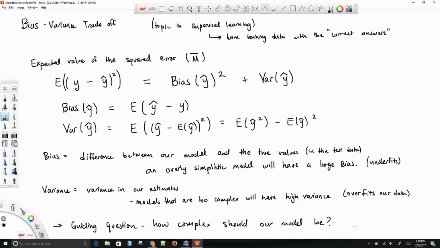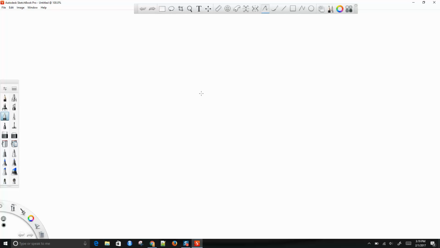If you make it too complex, you're going to have high variance, and this is a problem. If you make it too simple, then you'll have high bias. So there's always this balance and this trade-off that exists. We won't get too much into it from there.